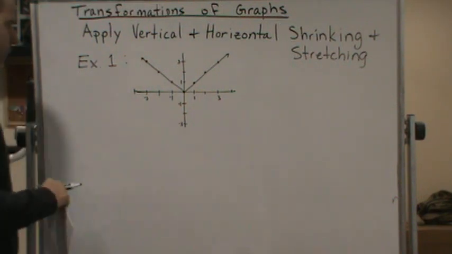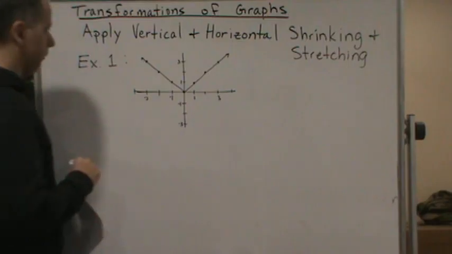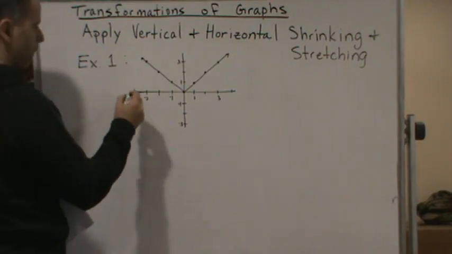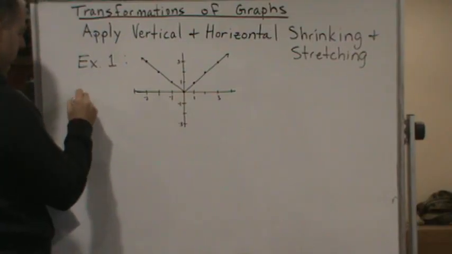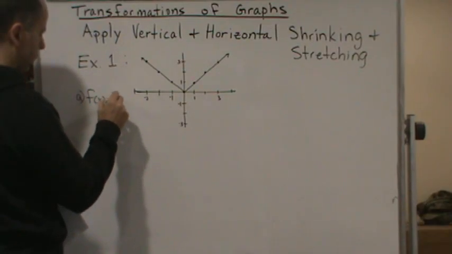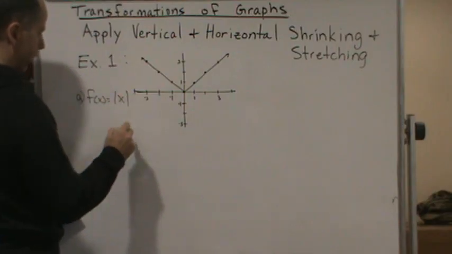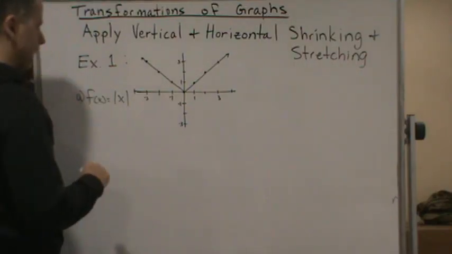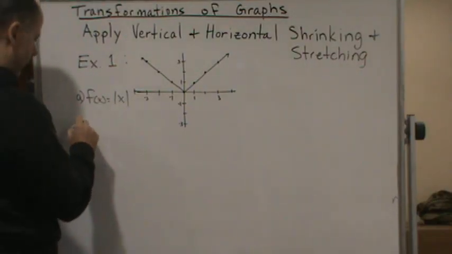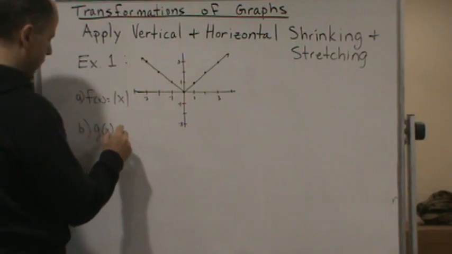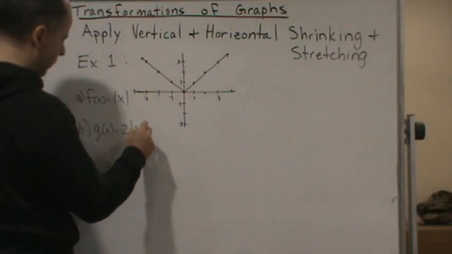Right, welcome back. Now let's do an example of some of the stretching that we're going to look at. So here's a graph of f of x. The first thing we want to do is graph f of x equal to the absolute value of x. Okay. Now, what happens if I want to graph, let's say, g of x equal to 2 times the absolute value of x.